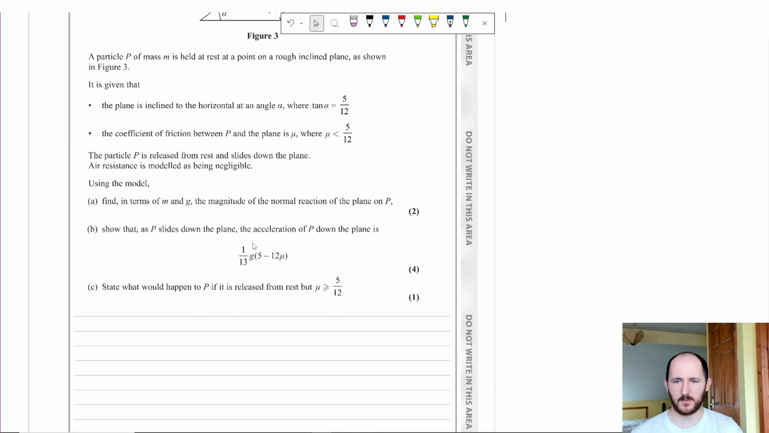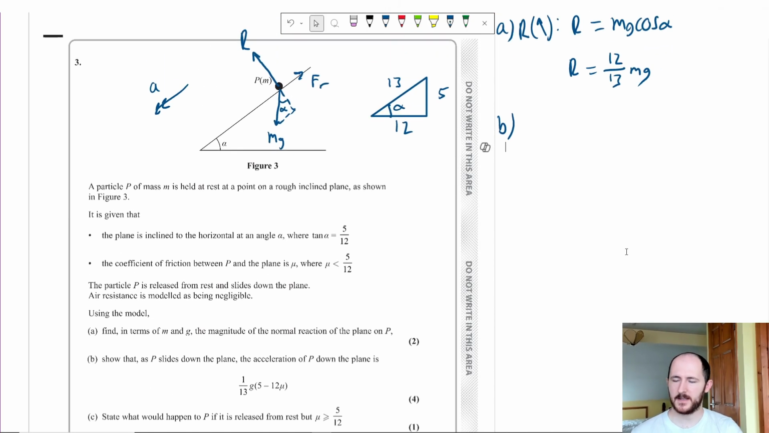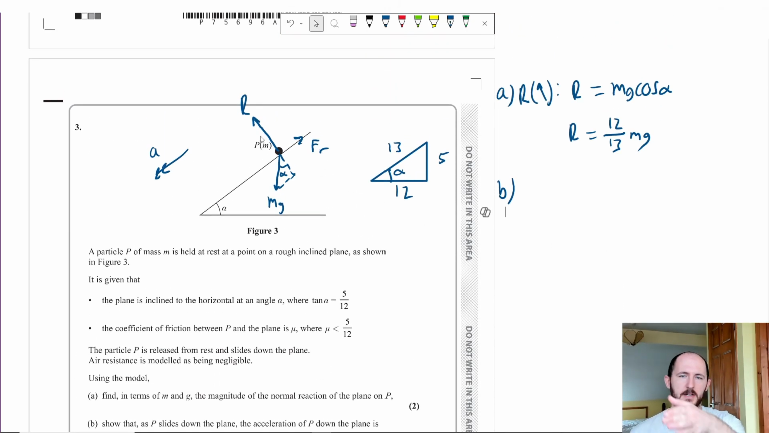Now for part B, it says, show that as P slides down the plane, the acceleration of P is equal to this disgusting thing over here. Cool. So if we want the acceleration, we must be resolving parallel to the plane, because that's the only way acceleration works, right? It's down the plane. I'm going to take down the plane as positive. And again, we're going to use F equals ma. The reason why we didn't use F equals ma in the last part is because it's not accelerating perpendicular to the plane, it's only accelerating parallel to the plane.